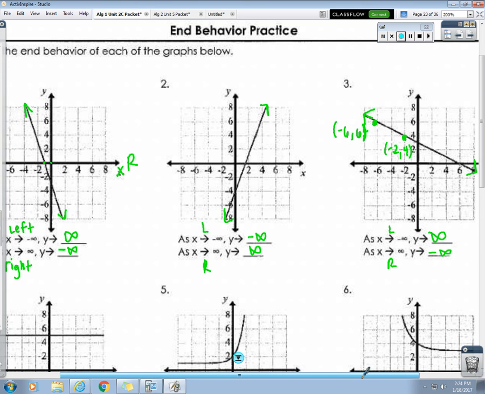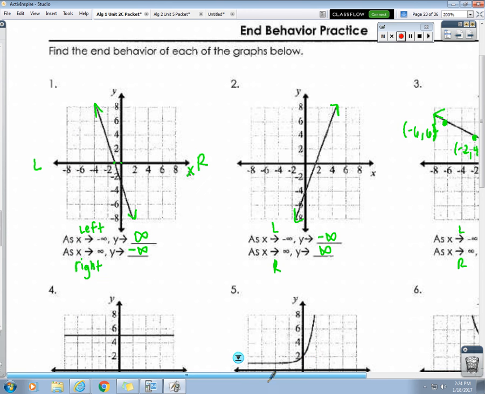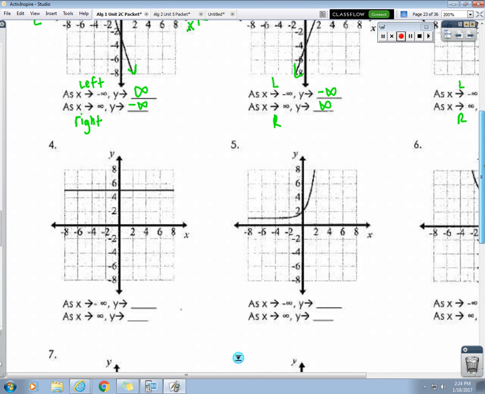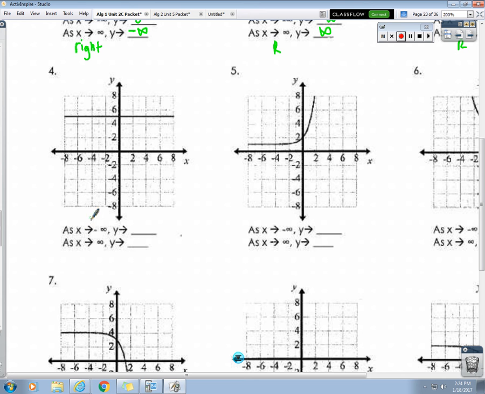Okay, number 4. X approaches negative infinity means to go how on the graph? Left. Well, as you go left, every single y value will be what? 5. So for this one, it's not going up or down. Isn't every single y value at 5 when you go left? If you go to positive infinity on the x, isn't every single y value at 5?